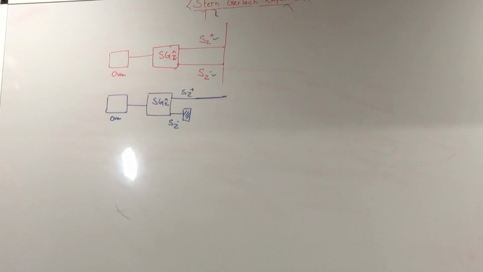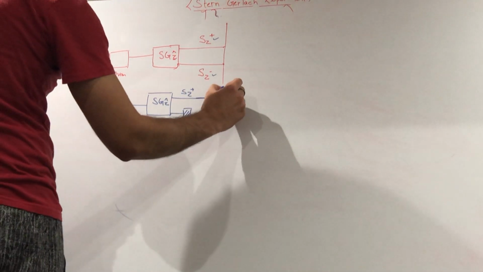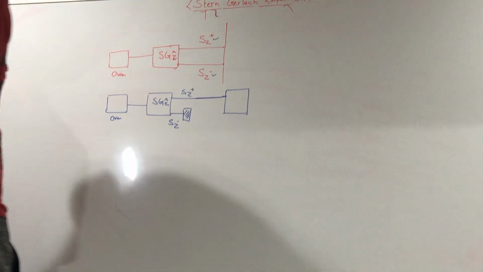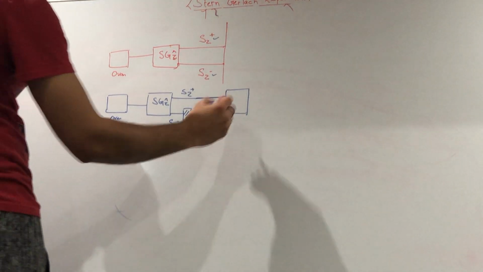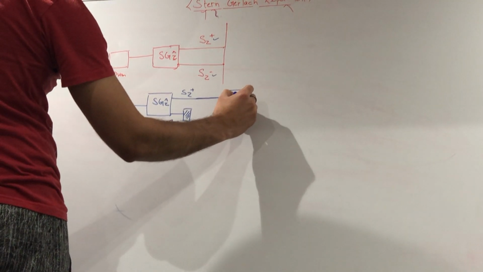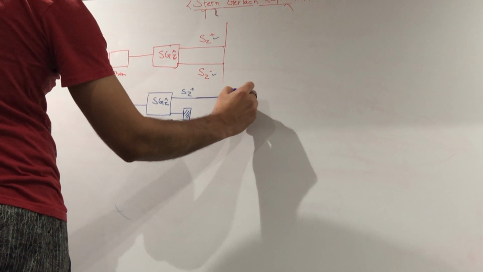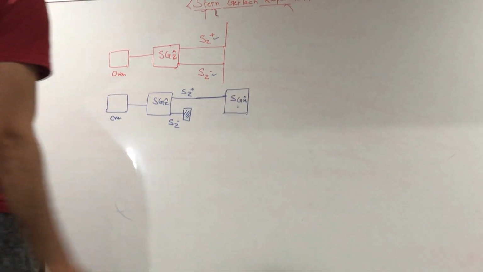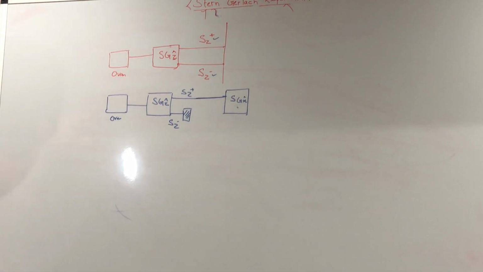So when these spin up electrons pass through another SX apparatus, what does it mean? It means that the magnetic field is towards the positive X direction.